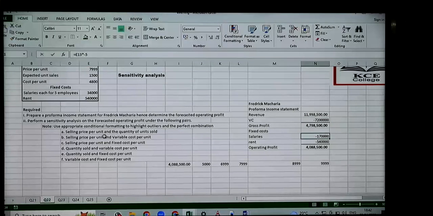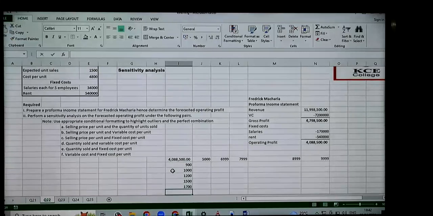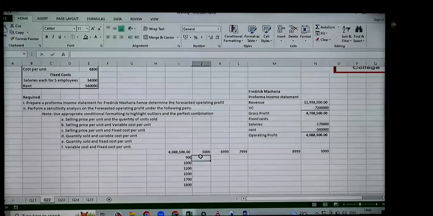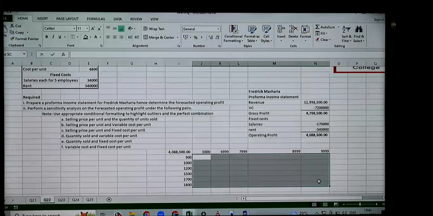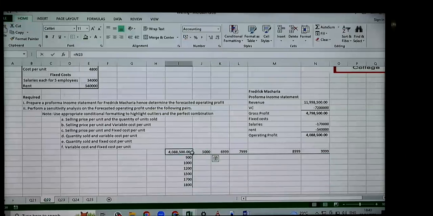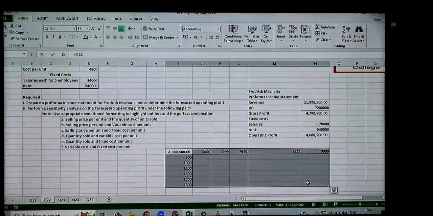And the next thing is the quantity sold. You can see the quantity sold was 1,500. So I can go from 900 to 1,000 to 1,200 to 1,500 to 1,700 to 1,800. I told you the interval doesn't have to be the same. It's just the same thing as we have done earlier. So here it will be Alt HBP, Alt HBL for a left and top border. Then I'll do Alt HBT.